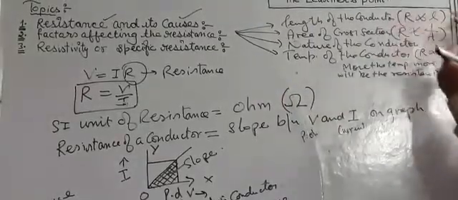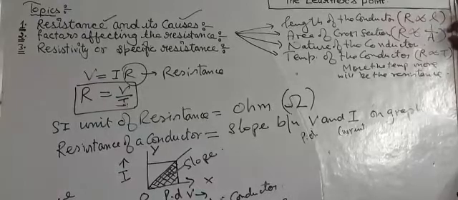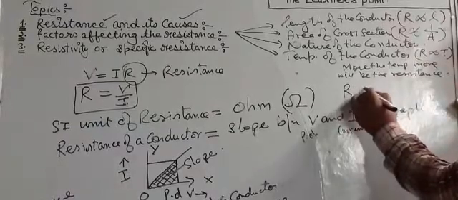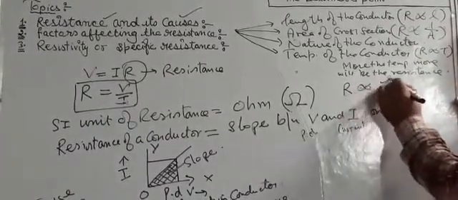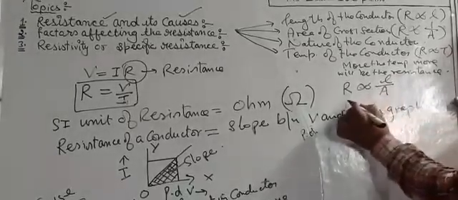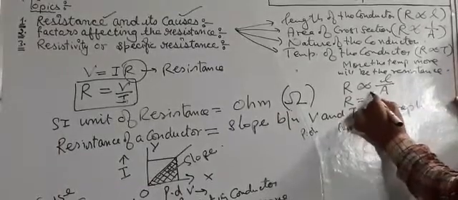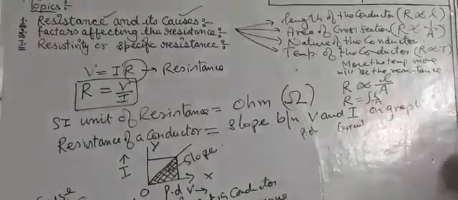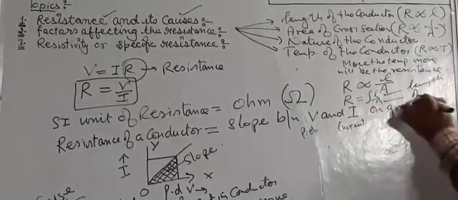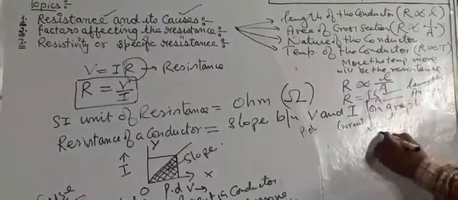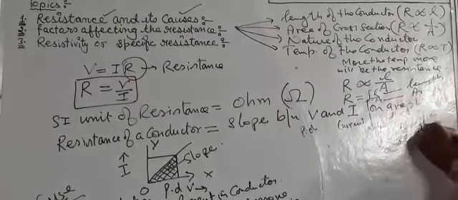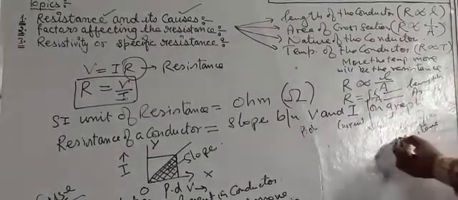If we combine all these relations which we have discussed, we will get R directly proportional to L upon A. Introducing the constant of proportionality, R equals rho L upon A. Here L is the length of the conductor, A is the area, and rho is the specific resistance. Okay. So now, what is specific resistance?